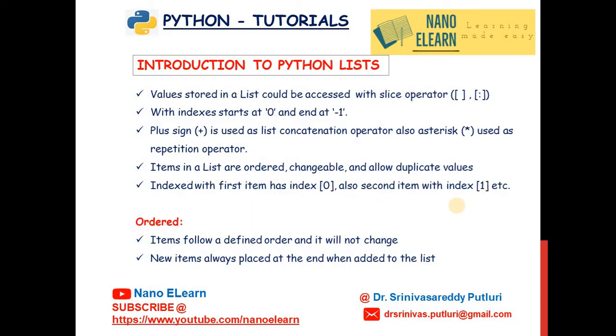Values stored in a list can be accessed with the slice operator. It could be a simple square bracket or a square bracket using the colon symbol. It starts with index 0 and ends at index -1. It uses the plus sign as the list concatenation operator. Also, the asterisk symbol can be used as a repetition operator.